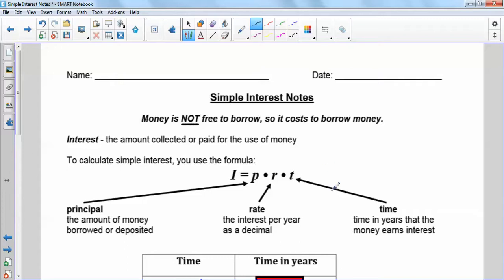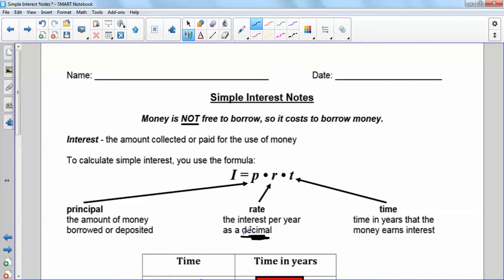Okay, but just so you know what these letters stand for, P is the principal. It's the amount of money borrowed or deposited. So it's the amount of money that you start with. It's the original amount. The rate is the interest per year as a decimal. So they're going to tell you an interest rate as like 6% or 10% or some sort of percent, but the important part here is that you have to write it as a decimal, not as the percentage. So we need to know that when we change it from percent to decimal, you're going to either divide by 100 or move that decimal place 2 times. Okay, and I'll show you that when we get to our formula.